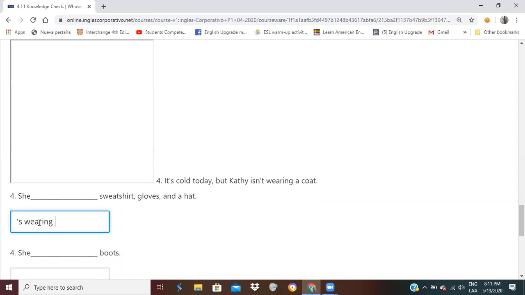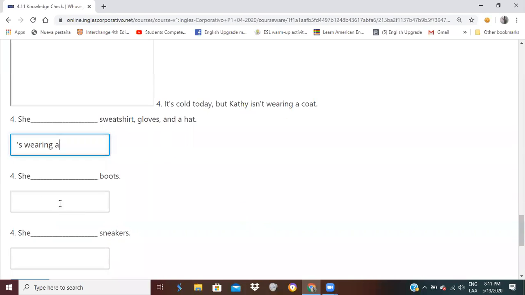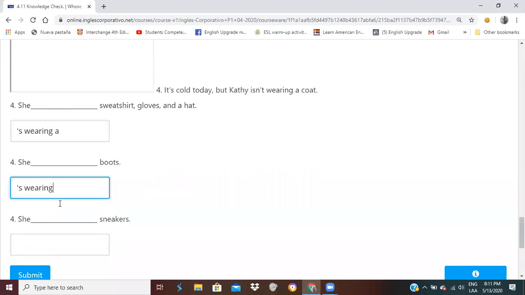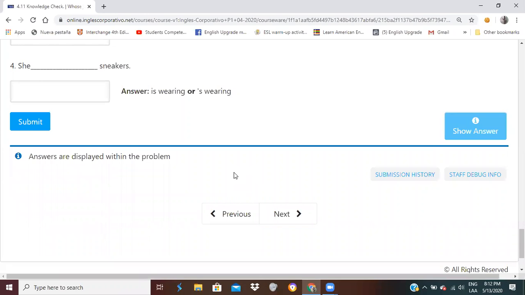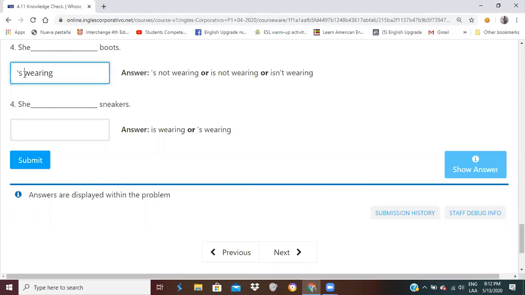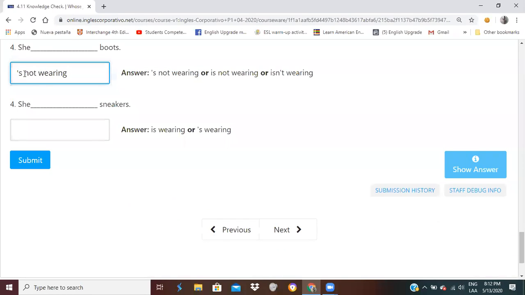She's wearing a sweatshirt, gloves, and a hat. Number four, she's wearing boots. Oh no, let me see. She's not wearing boots. She's wearing sneakers.